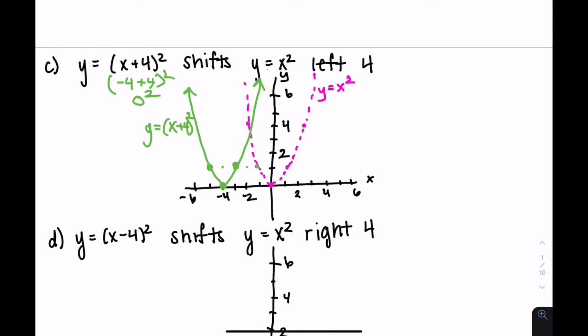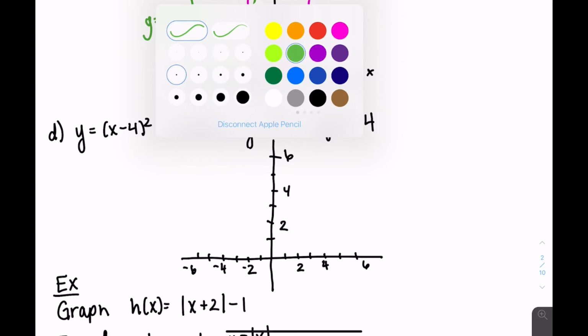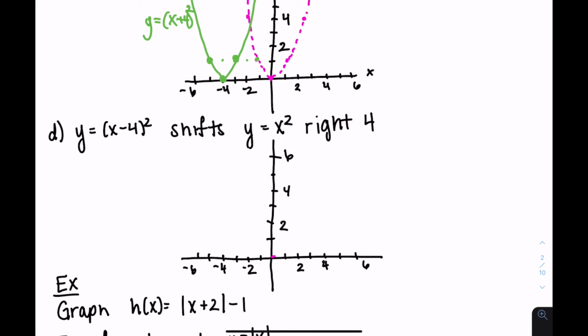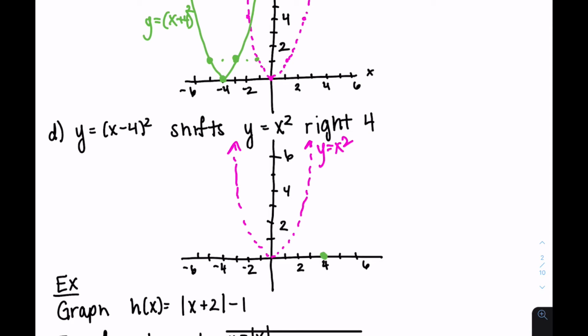And now if I have Y equals X minus 4 squared, that's going to shift our base graph to the right. So here is our base parabola. And now that point at 0, 0 is going to get moved to 4, 0. And then it keeps the same basic shape.